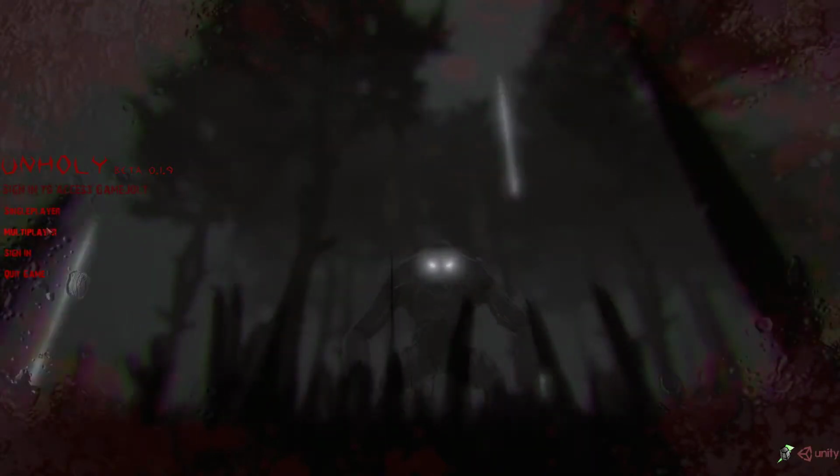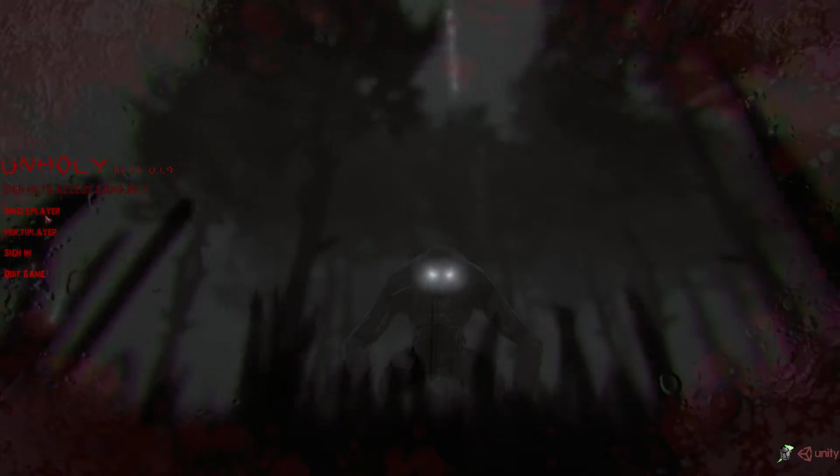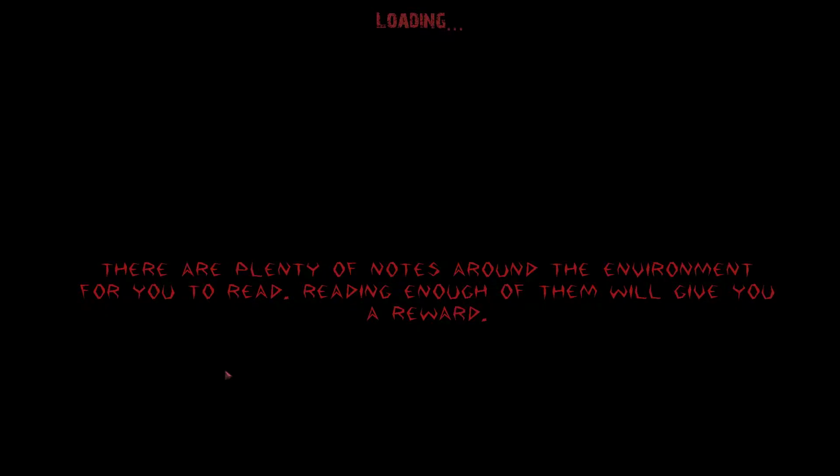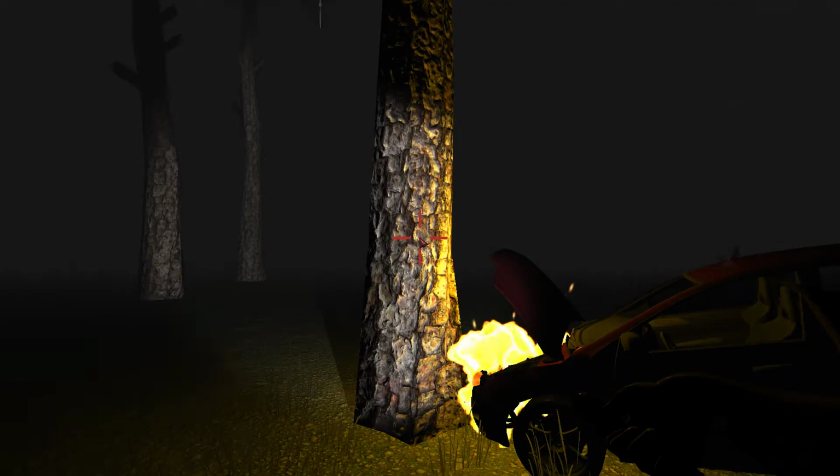Wait, did that say multiplayer? Interesting. Well, we're going to do single player standard mode. I think I clicked start right when the lightning was flashing. There are plenty of notes around the environment for you to read. Reading enough of them will unlock something.